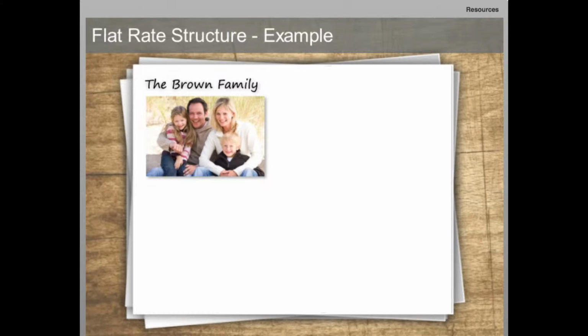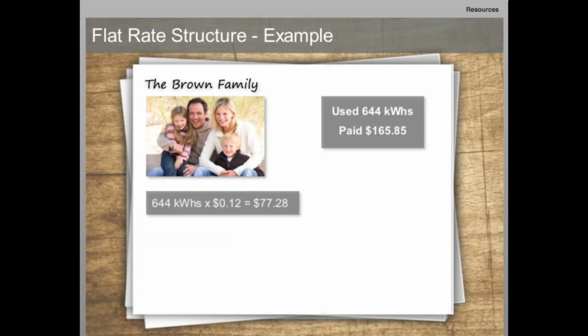The Brown family used 644 kilowatt hours during one billing cycle and paid $165.85. The utility company charged them 12 cents per kilowatt hour. But wait, that only adds up to $77.28. So what's the other 88 or so dollars for?